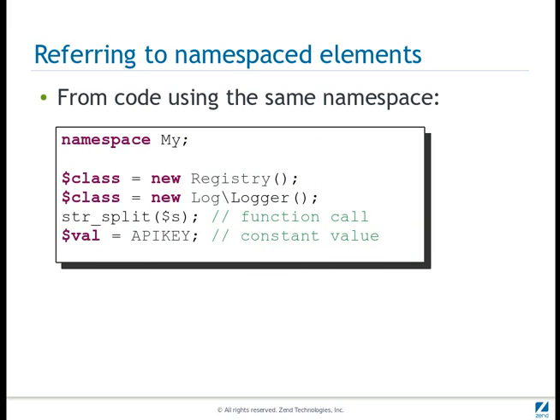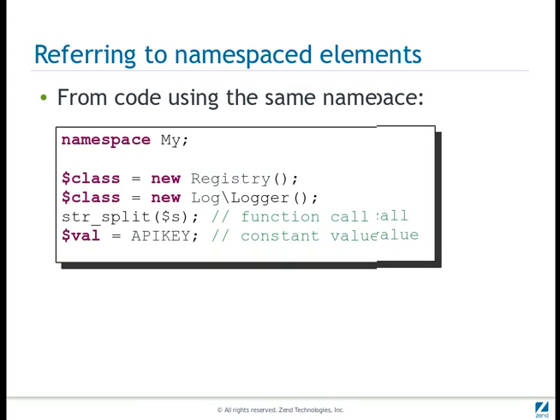Now, if you are within a namespace and you're referring to other elements that exist within that namespace, you can actually omit that prefix. So here we're within the namespace my. This is the exact same example as the previous slide, but because we're within the namespace my, I don't have to prefix everything with a my backslash. So just new Registry, new Log Logger. Str_split, ooh, this is an interesting one. We'll get back to that in a little bit. And val equals API key, getting a constant value.